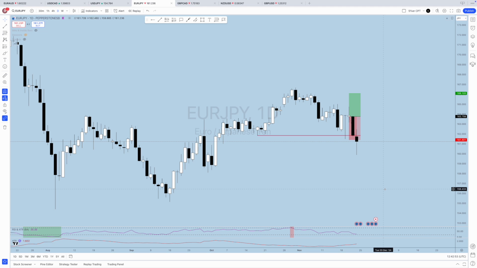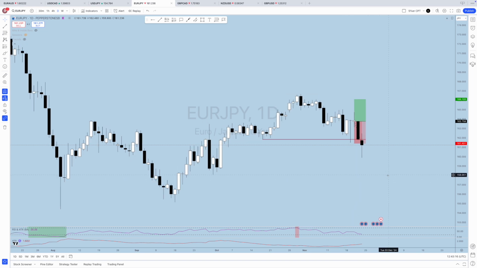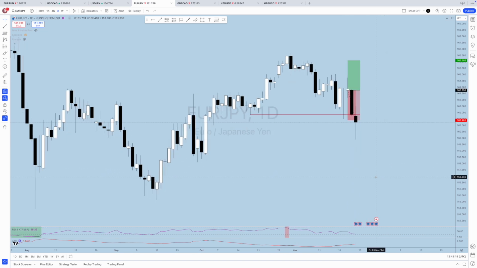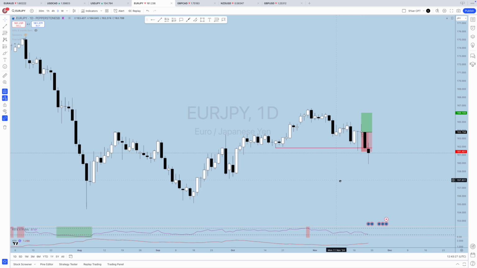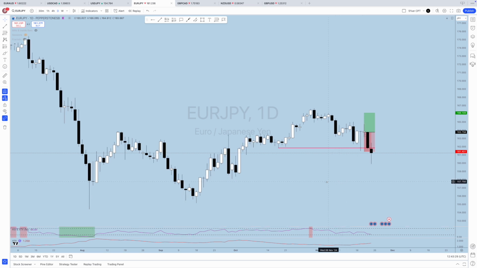Okay, so next one, Euro Japanese yen. This is a trade that wasn't included in last week's analysis just because there was no setup on Sunday. The setup was created, you can see, on Tuesday, 19th of November. So there was a valid setup. I took it, and you can see quite frustratingly, I took a loss, which for me is 1% loss. Let's review the trade and see if I made a mistake or just the market didn't agree with my analysis.